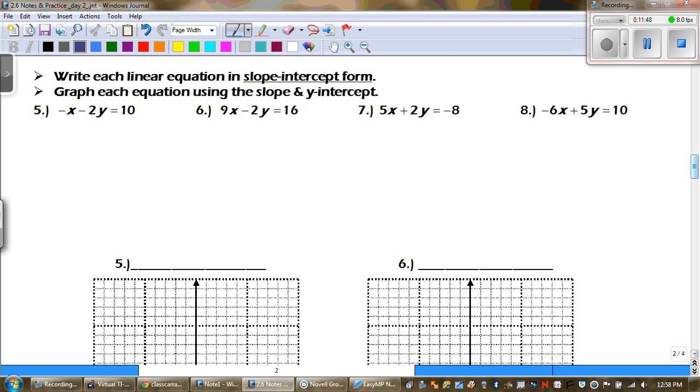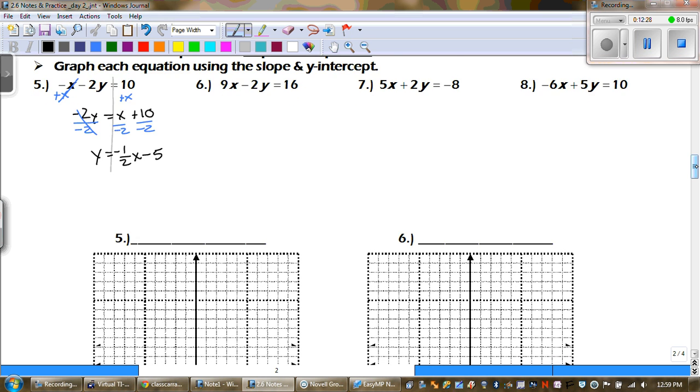Now it says write each linear equation in slope-intercept form. Graph each equation using the slope and y-intercept. So now we're going to do exactly what we just did, but then we're going to graph it. Okay, so let's do one together. So we have to add the x to the other side, and we get -2y equals x plus 10. Now we need to divide by -2, and we get y equals -1/2 x minus 5.